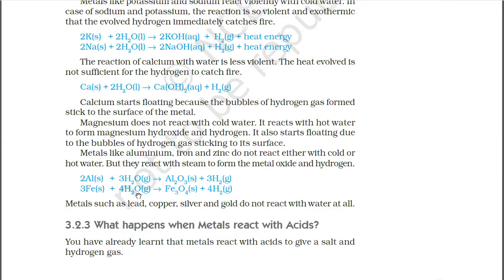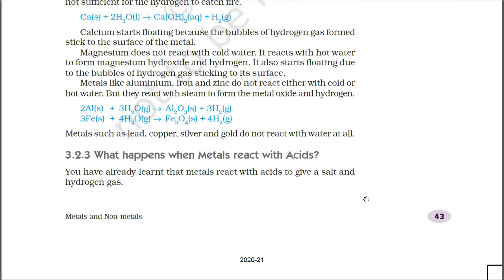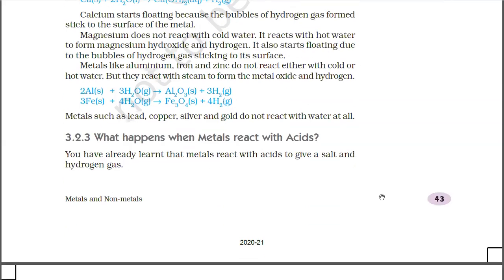2Al + 3H2O gives Al2O3 + 3H2. 3Fe + 4H2O gives Fe3O4 + 4H2. Metals such as lead, copper, silver, and gold do not react with water at all.